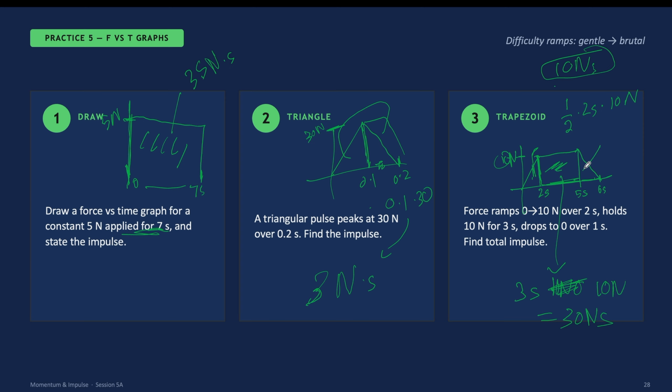And then the last triangle: 1/2 times 1 second, from 6 seconds minus 5 seconds, and then that times the height, which is 10 newtons. So this should give you about 5 newton seconds. So the total area, which is the total impulse, is 10 plus 30 plus 5, 45 newton seconds.